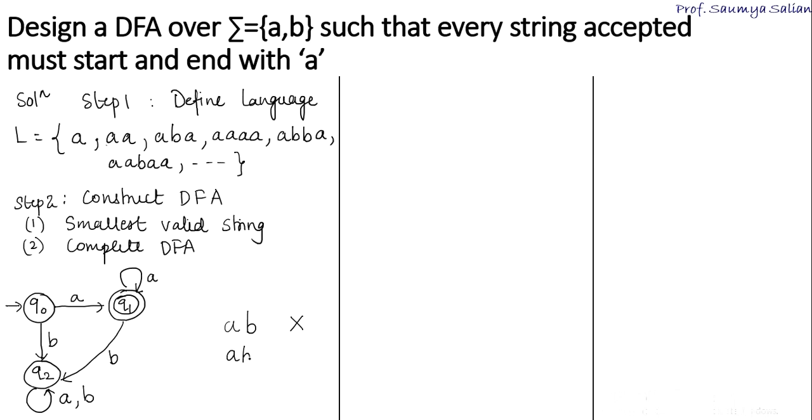If I have the string ABA, is this a valid string? Yes, it is valid because it is starting with an A and ending with an A. So let's check on the machine. Q0 on A goes to Q1. Q1 on B goes where? Q1 on B goes to Q2, my dead state. Q2 on A goes where? Q2 on A goes to Q2, which is a non-final state. Even though this is a valid string, I am stuck in a non-final state. So this transition on B is incorrect.